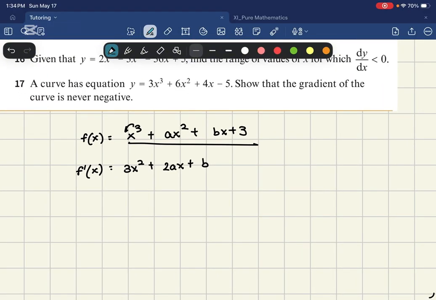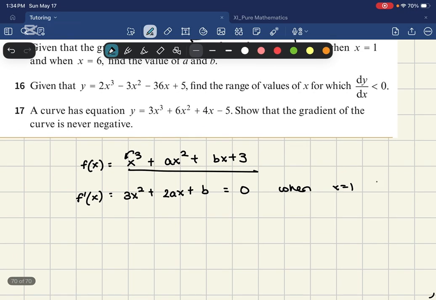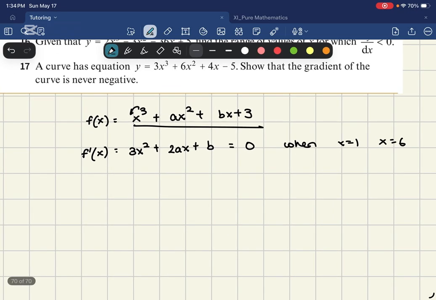So this is equal to 0 when x is equal to 1 and x is equal to 6. So we can form two equations. Substitute x is equal to 1 here. We get 3 plus 2a plus b is equal to 0. So 2a plus b is minus 3, by the way. That is equation 1. Substitute x is equal to 6.